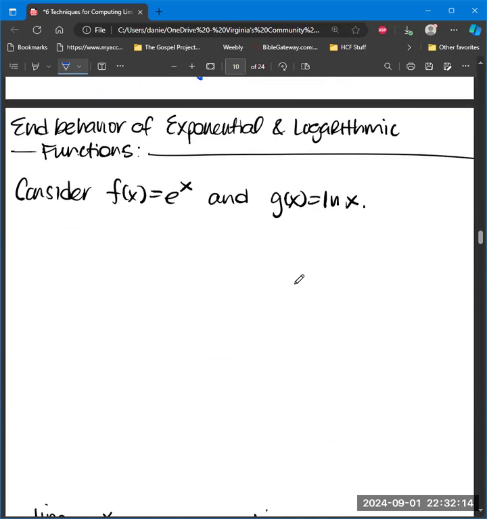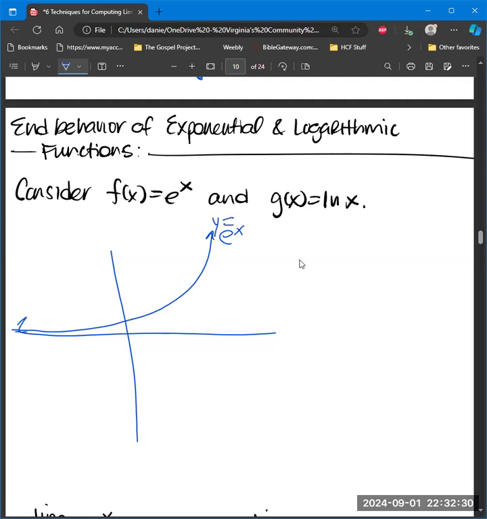All right, let's look at end behavior of exponential and logarithmic functions. Let's consider f of x equals e to the x and g of x equals ln of x. We know e to the x looks like this. We know ln of x is going to look like this. This crosses at (1, 0), and this is at (0, 1), something like that.